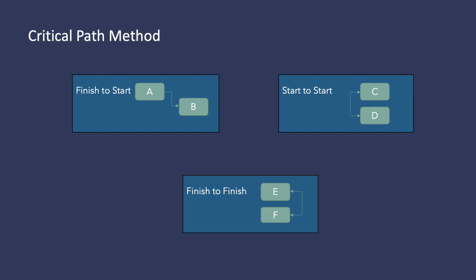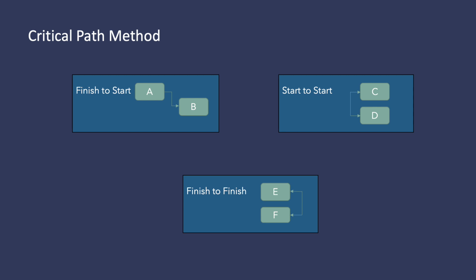logical relationships between them. So there are four types of logical relationships between tasks or activities. The first one is finish to start. It means that an activity should be finalized before the next one will be started. We have to complete activity A to start activity B. The next one is the start to start relationship. It means that a set of activities must be started in parallel. Activities C and D will start at the same time. Finish to finish relationship means that a set of activities must be finished at the same time. Activity E and activity F will be finished at the same time.